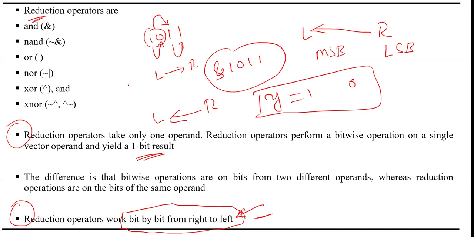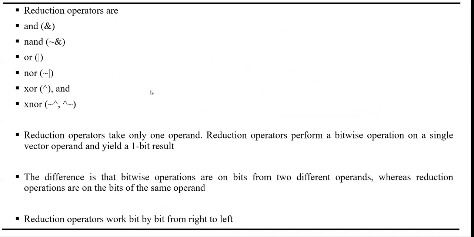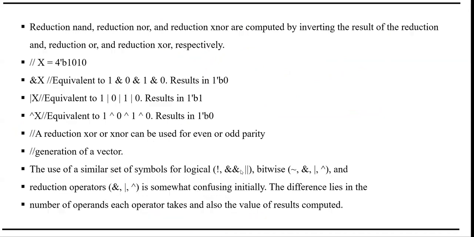So how do you remember this? Very simple. Whenever you come across any reduction operator like this or like this, since it is a reduction operator, it starts with R, so right to left. R, reduction operator, it performs right to left. Making sense? Yes, sir. So that's how you remember. That is not any standard logic. That's how we remember. Just telling.